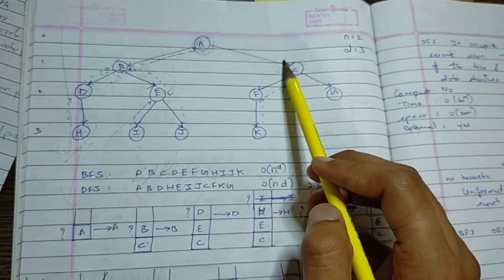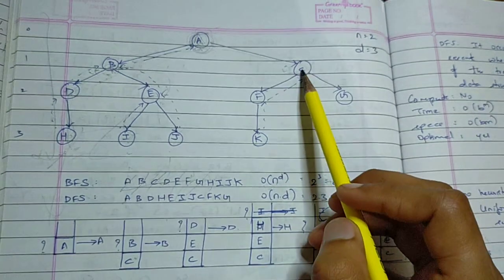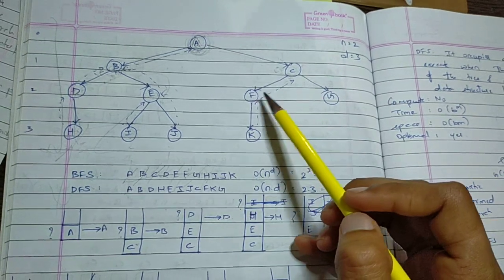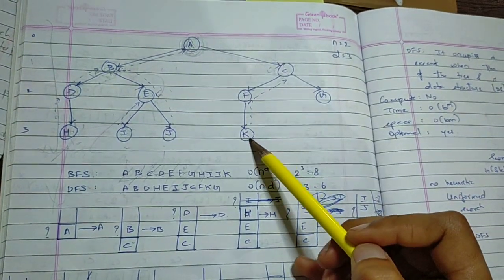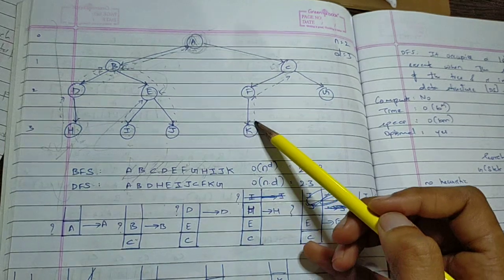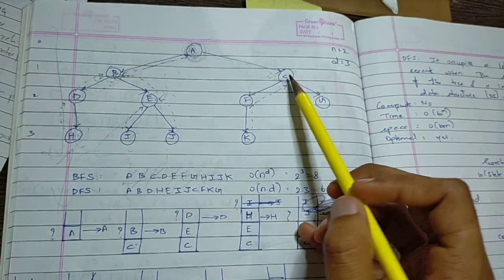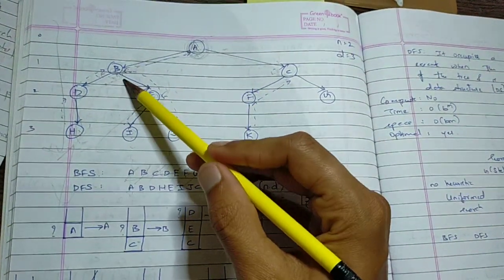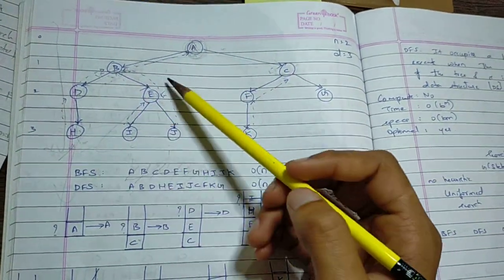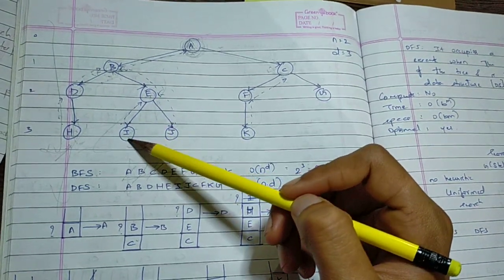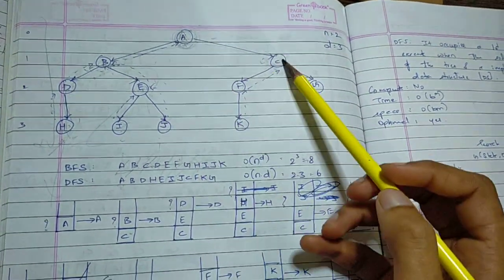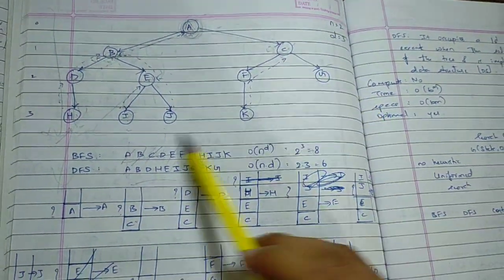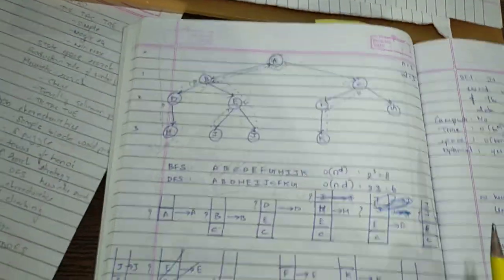Then from A, another child neighbor is there. You will consider C. Then again you will go deep through the hierarchy. F is there. From F, K is there. Then K doesn't have any other child nodes. So you will backtrack to F, backtrack to C. Then C has another child, G. So the same order: A, B, D, H. Then backtrack to E, I, and then J, then C. You consider this C, F, K, G. So this is DFS.